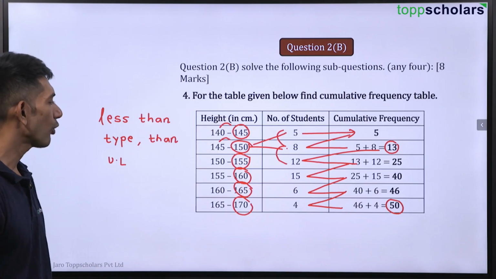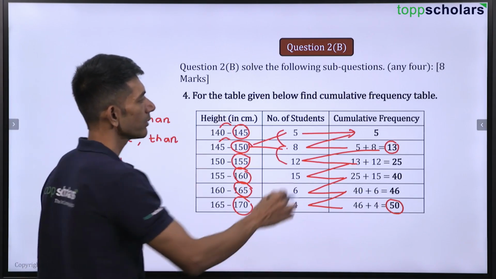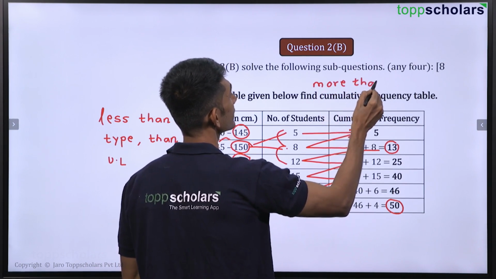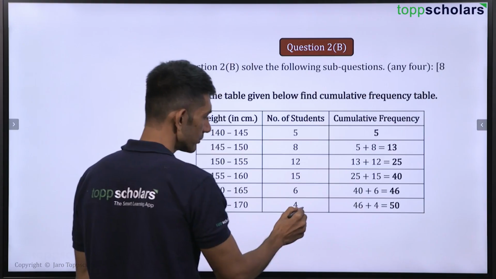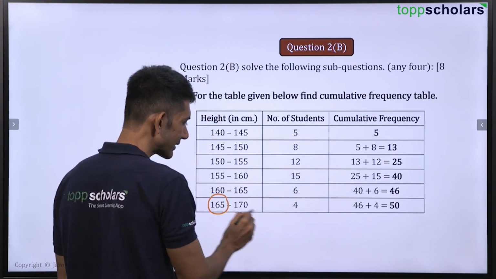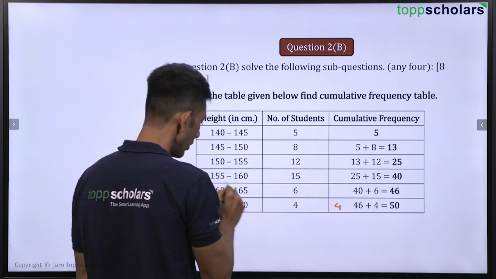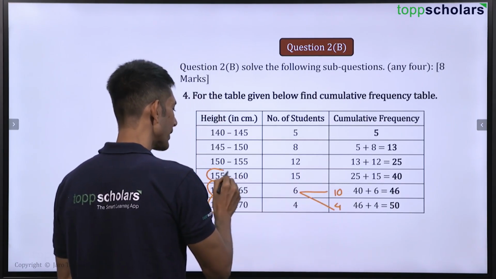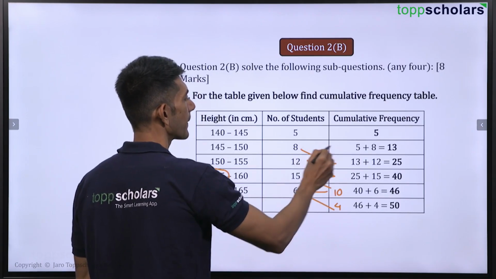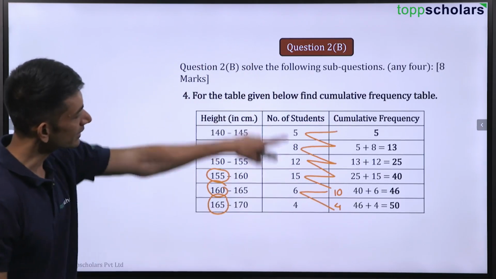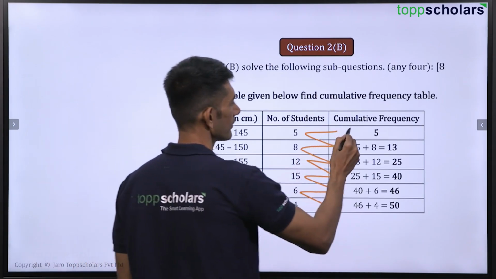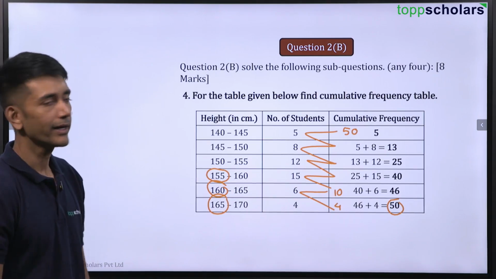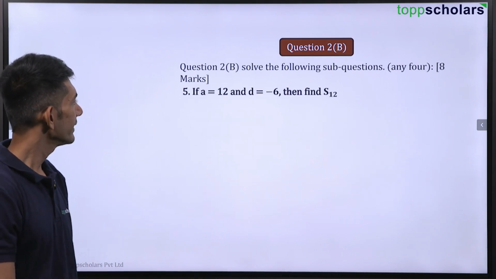That's it. They can also give you more than, right? More than. If they ask you something like this, in case you start from the bottom, that is more than 165 is 4. More than 160 is 6 plus 4, 10. More than 155, like this, keep adding. Anyways, at the top you'll have 50, because here at the bottom we have 50. Correct? Okay. Let's have a look at a new question.